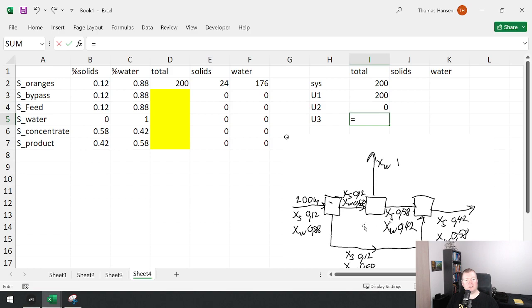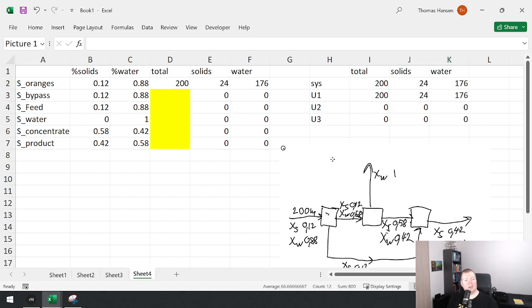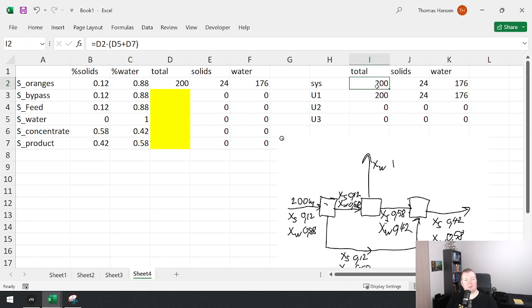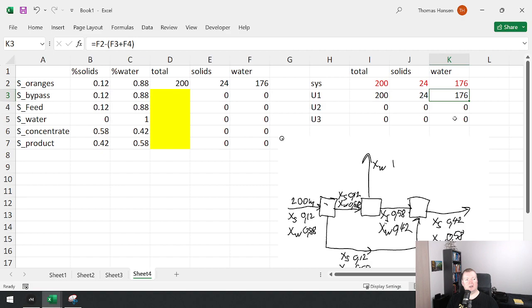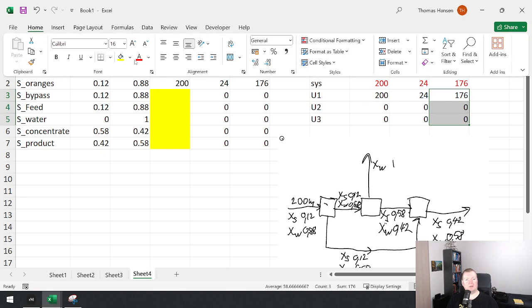And for my unit 3, what comes in would be my bypass stream plus my concentrate stream, and only my product stream exits. And again, I can just fill it to the right, and then we have to figure out how many of them are independent. I'm going to remove my system. I'm going to remove that one.